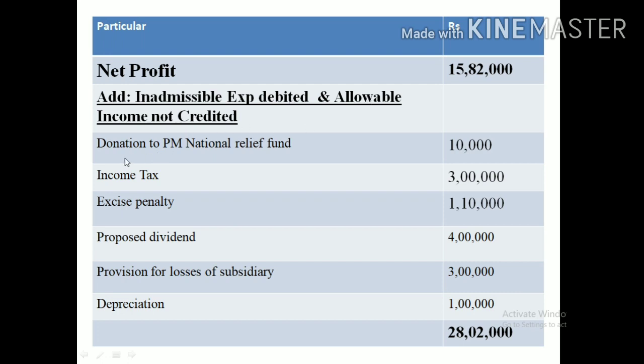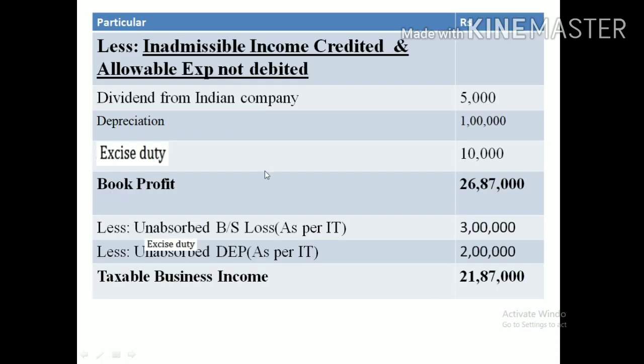Donation to PM National Relief Fund is there. It is included in the general expenses, so it is inadmissible. Add back 10,000. Income tax is 3 lakhs, inadmissible. Add back. Excise penalty 1,10,000. Add back. Proposed dividend 4 lakh. Add back. Provision for loss of subsidiary company 3 lakh. Add back. Depreciation 1 lakh. By adding these to the profit you will get 28 lakh 2,000.